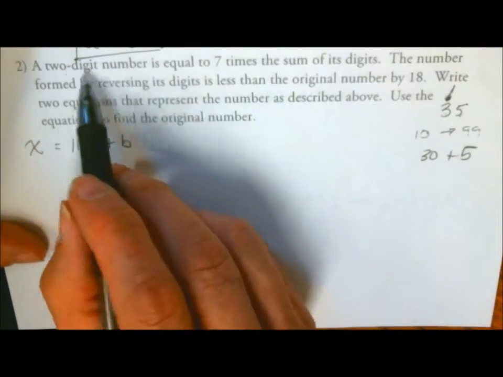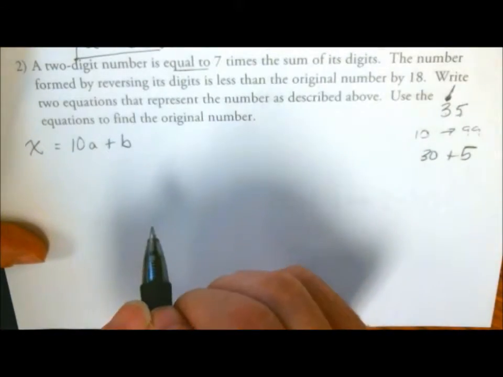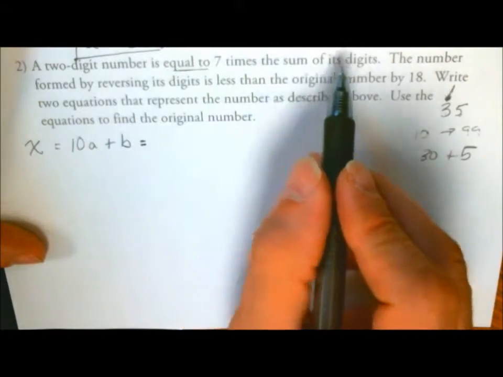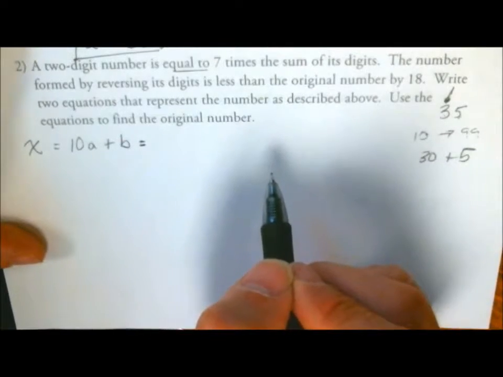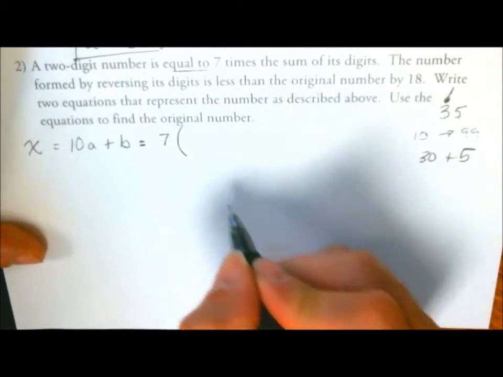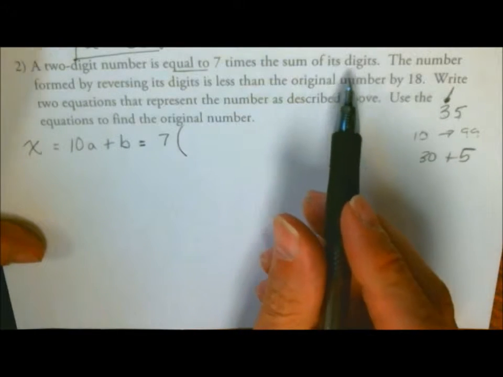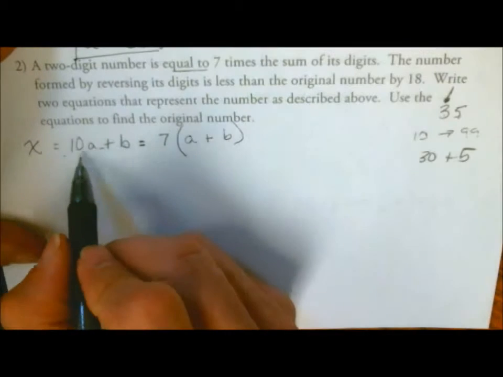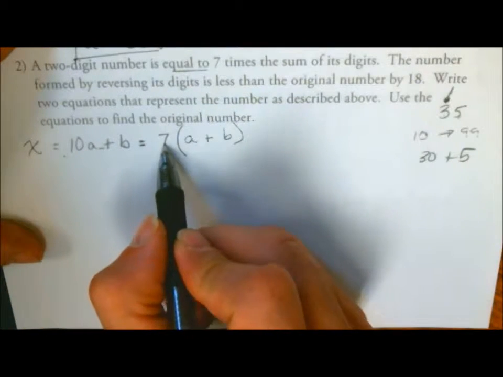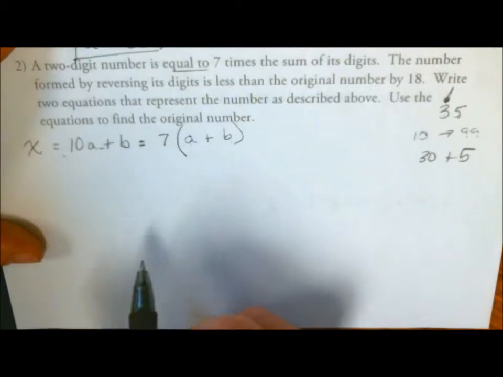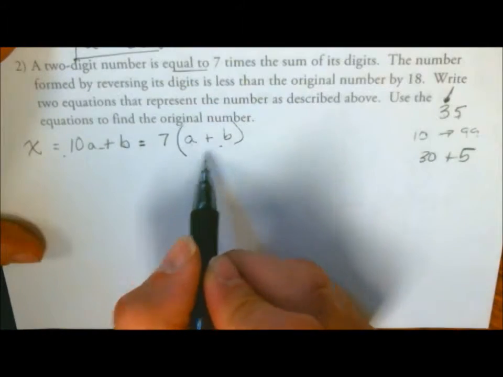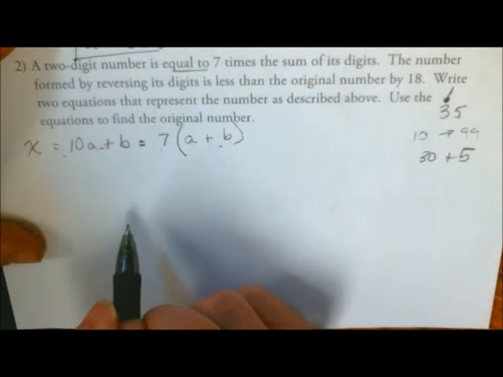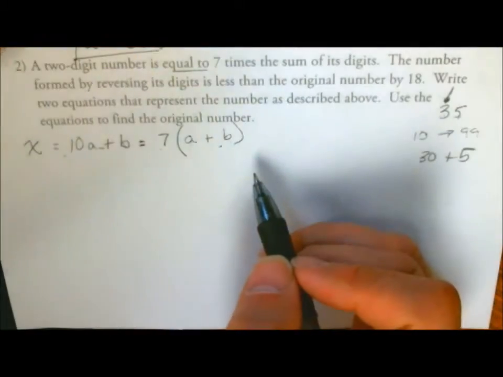All right, and this 2-digit number is equal to, and give us our equals piece, 7 times the sum of its digits. Now, the digits themselves are just a and b. So I have a 2-digit number is equal to 7 times the sum of its digits. This is the number, this is the sum of its digits, and I'm multiplying it by 7. Ugh, that's a little harder, isn't it? You have to understand a lot of things here.